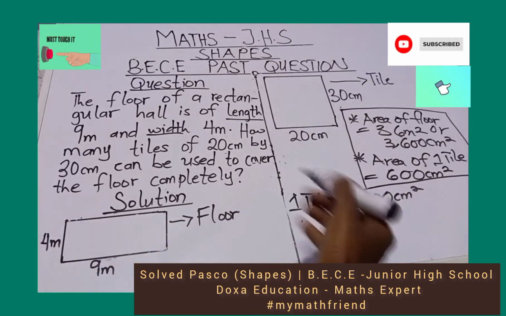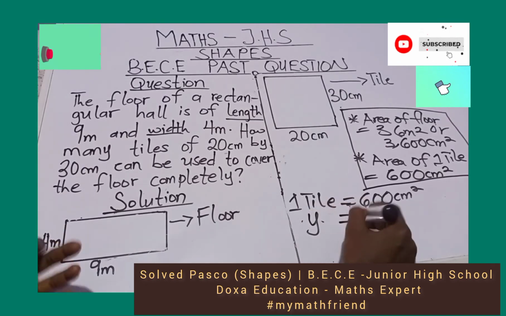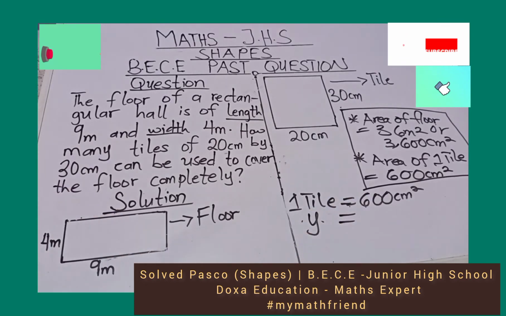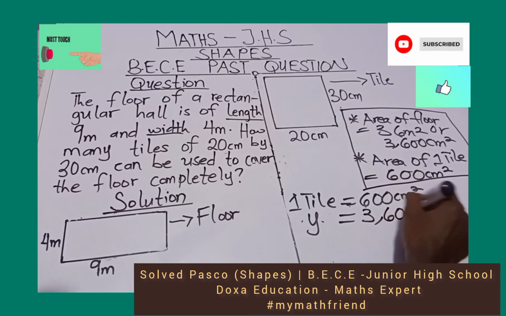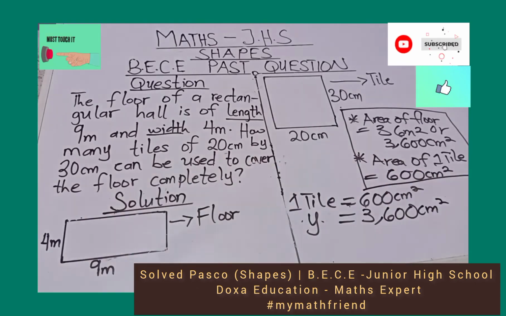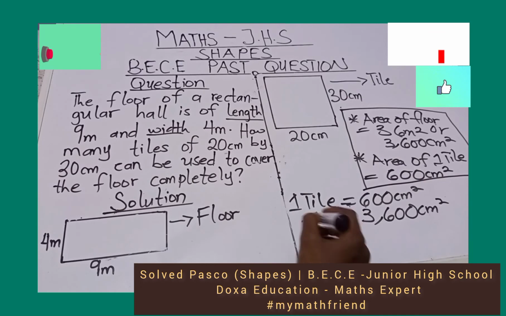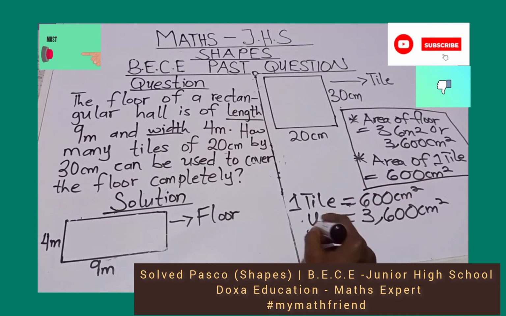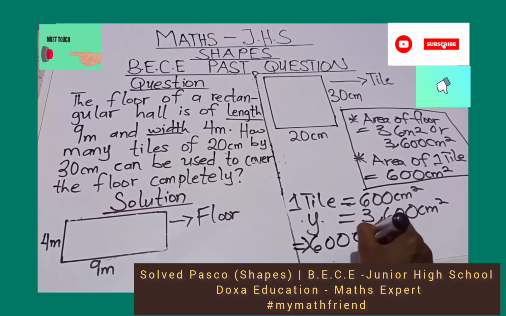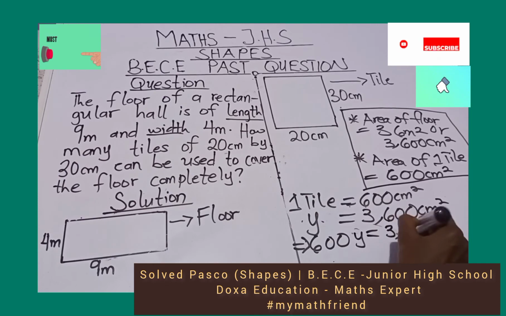How many, we don't know, so replace it with a variable y. Let's choose y this time. It could be any letter, m, k, any. Equals the rectangular form, which is what? 3,600 centimeters squared. Very good. We cross multiply. 1 times this, y times this. Let's start with the variable. So we have 600y, which is equal to 3,600.